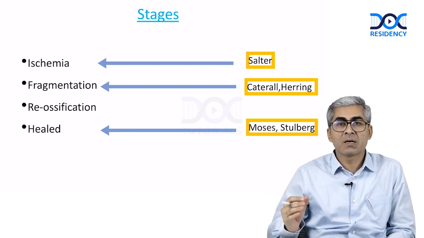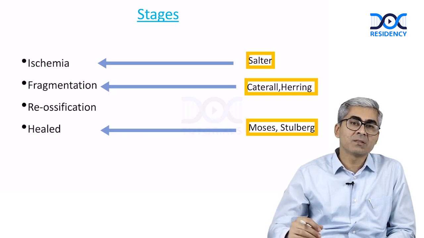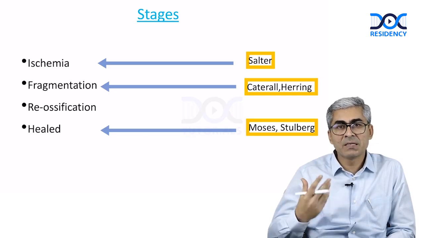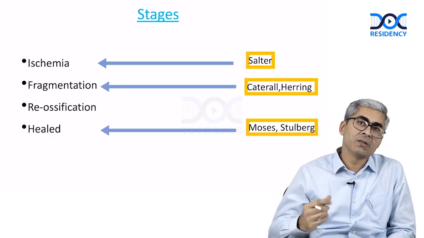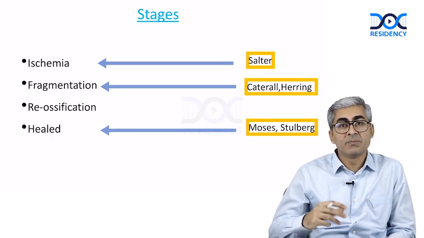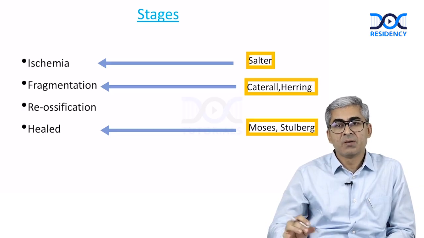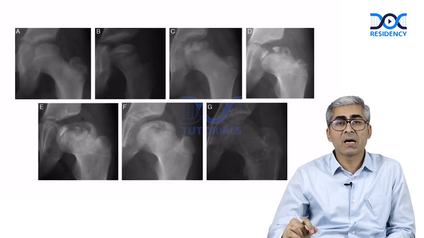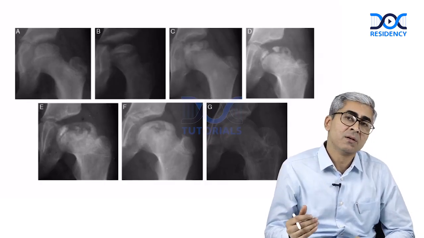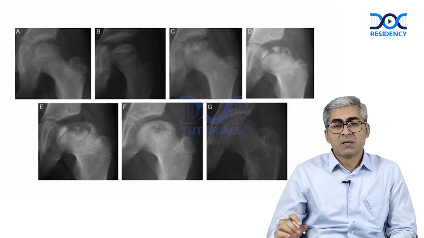The Mose and Stulberg classifications are indicators of the long-term outcome. That is, once the femoral head has completely healed, whether it will go on to early onset osteoarthritis of the hip, or it will be a normal hip, or it may not show any changes for a very long time, will be dictated by the final outcome at the healed stage. But our initial treatment will depend on the other stages which we mentioned here. So this is a set of serial X-rays of a child who had Perthes disease.